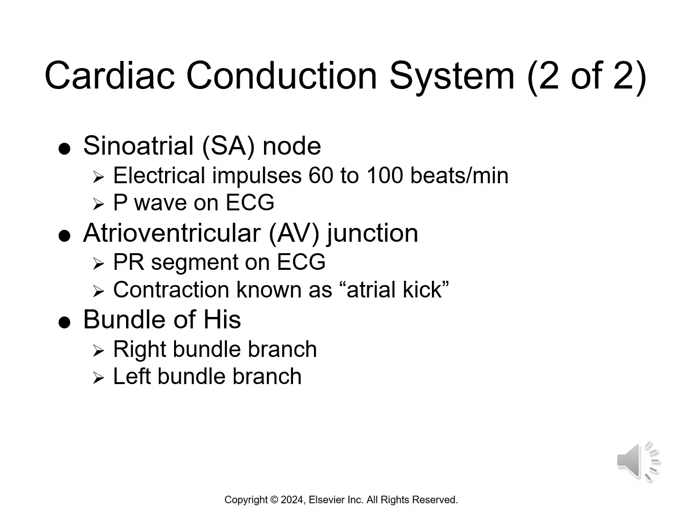This slow conduction provides a short delay, allowing the atria to contract and the ventricles to fill. The contraction is known as an atrial kick and contributes additional blood flow volume for greater cardiac output. The AV node is also controlled by both the sympathetic and parasympathetic nervous systems. The bundle of His connects with the distal portion of the AV node and continues through the intraventricular septum.